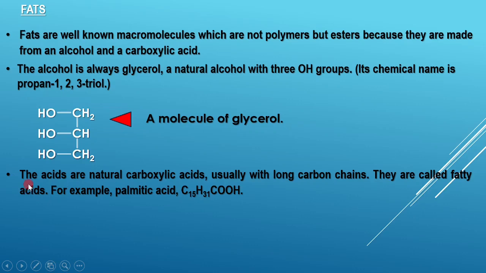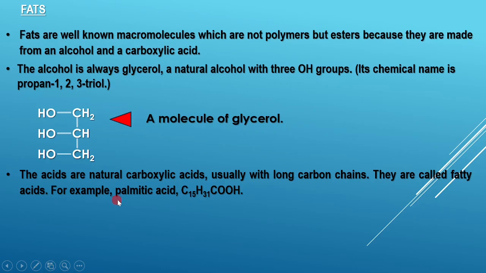So we have talked about the alcohol part which forms the fats. Now we are going to the acid. The acids are natural carboxylic acids, usually with long carbon chains. They are called fatty acids. So the carboxylic acids that are part of the fats are called fatty acids.